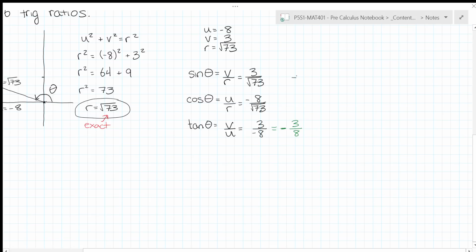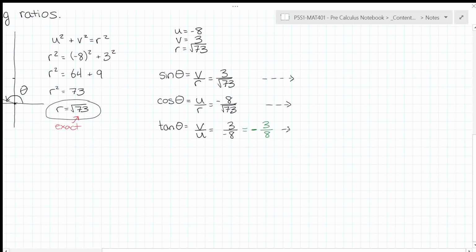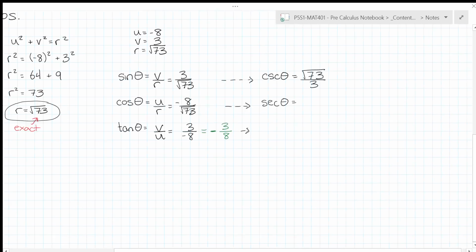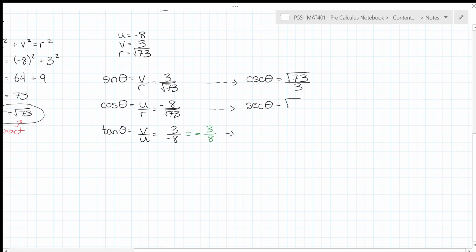Okay. And all of these have their corresponding reciprocals. So to the sine, we have the cosecant of theta. Just flip that fraction. It's the square root of 73 over 3. It's r over v. Corresponding to the cosine is the secant of theta. It's going to be the flip of that. Square root of 73 over negative 8. Again, negative in the denominator. Just rewrite that. The whole thing becomes negative. Put the negative sign out front of the whole fraction and write it like that.